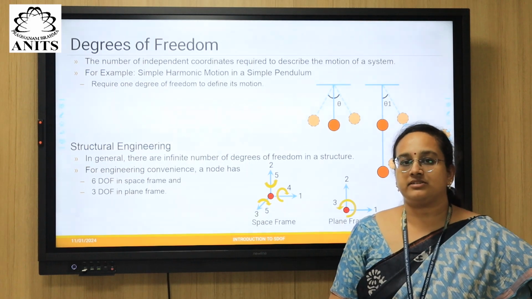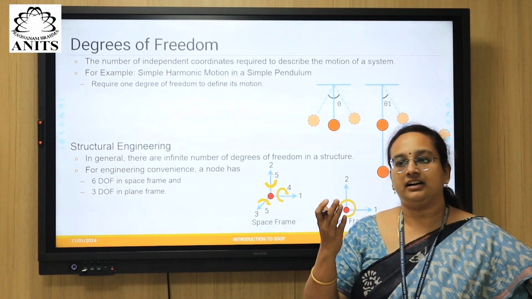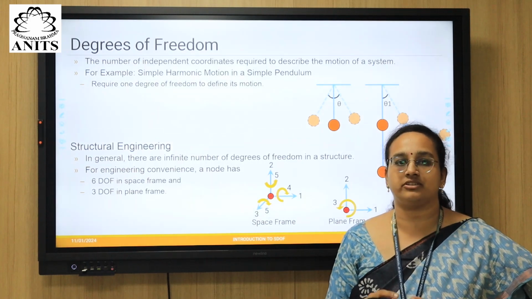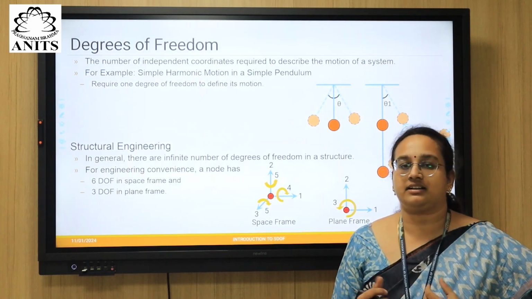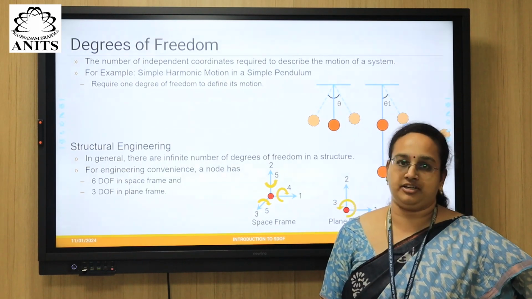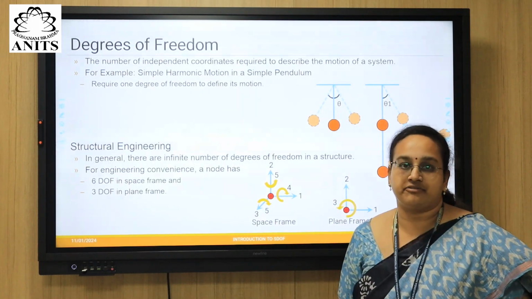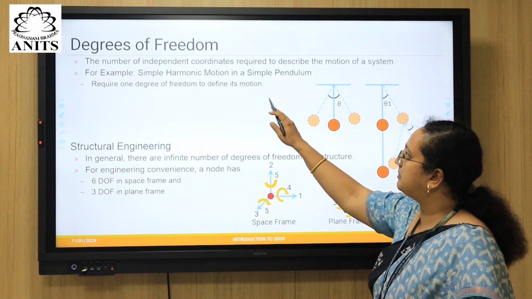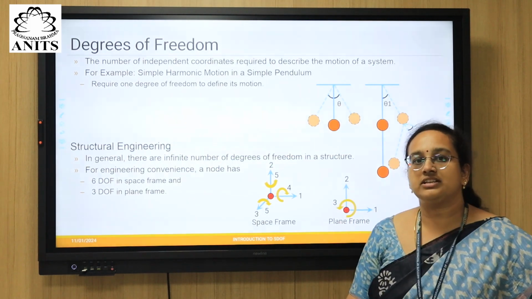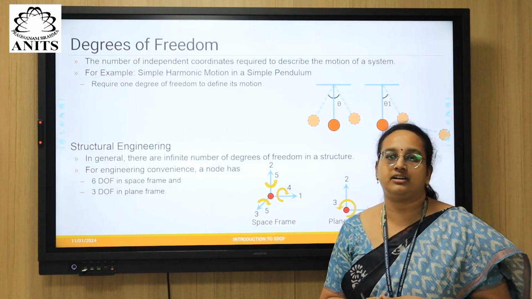Now what are the parameters that we have to define for the structure such that the vibration is exerted on the structure and the resultants are observed? So then we have to define the concept of degrees of freedom. So how do you define the degrees of freedom? It is the number of independent coordinates required to describe the motion of a system. So this is the minimum number of coordinates.